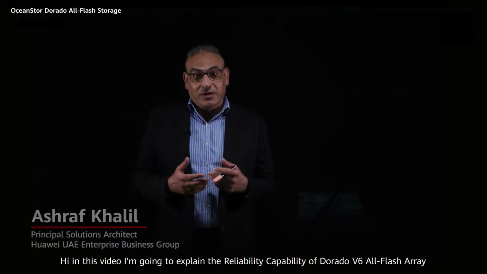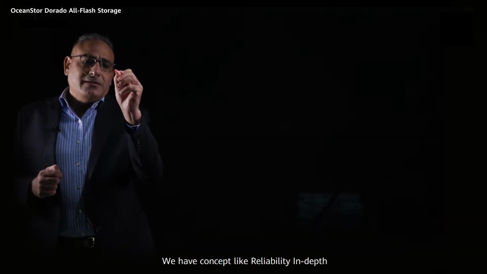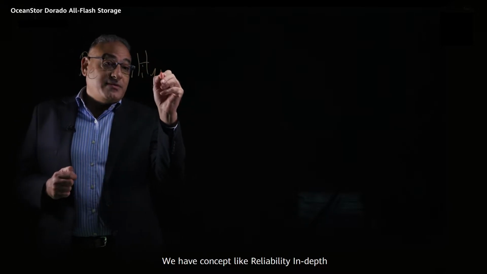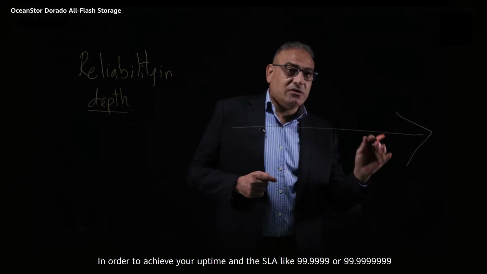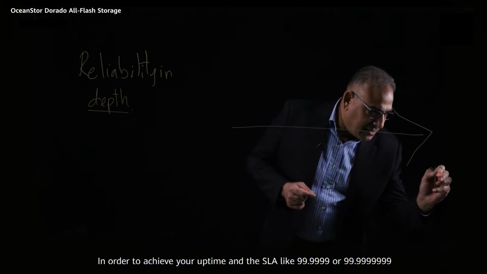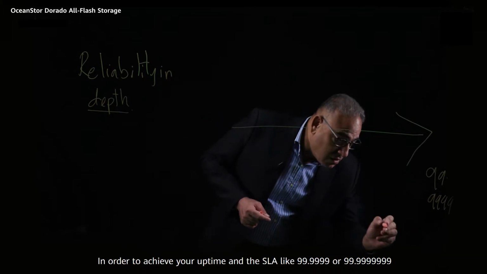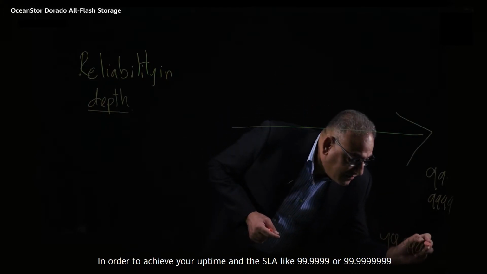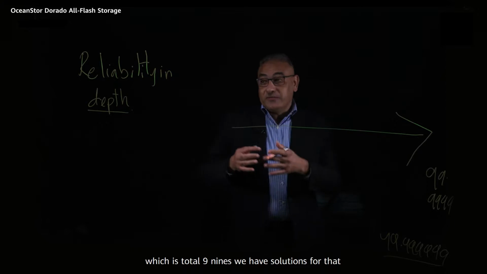Hi, in this video I'm going to explain the reliability capability of Dorado V6 All Flash Array. We have the concept of reliability in depth. What does it mean? In order to achieve your uptime and the SLA, like 99.9999 or 99.999, which is total nines, we have a solution for that.